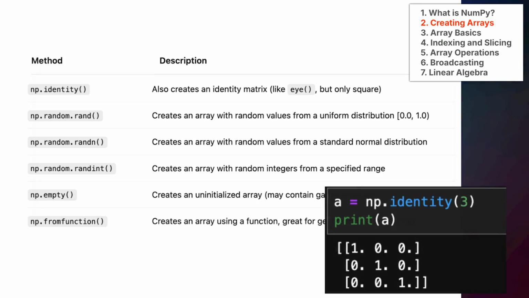Next, NumPy identity. It creates an n by n identity matrix with ones on the main diagonal and 0s everywhere else. This is essentially a shortcut for NumPy eye. This is always square. Only takes one argument. This is super clean and perfect when you don't need custom shapes.